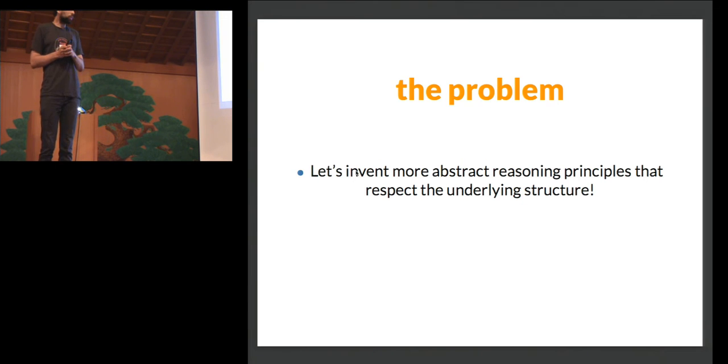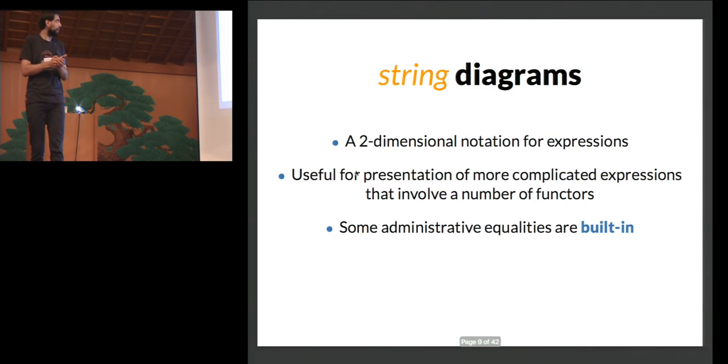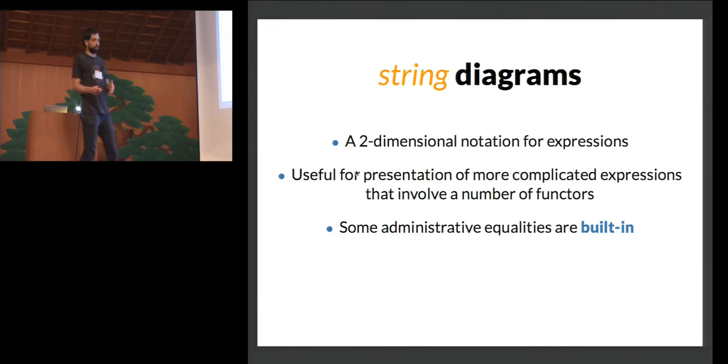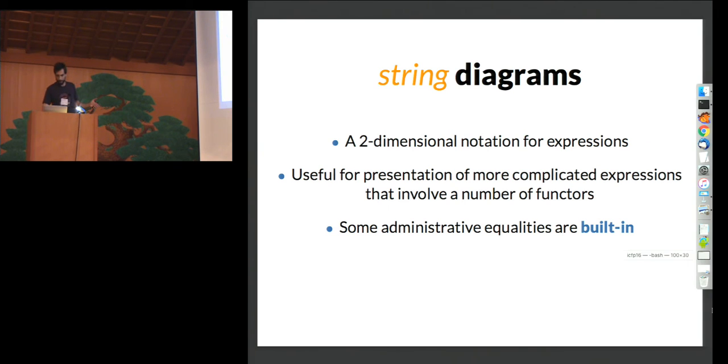One of the tools I want to use to make things simpler is the framework of string diagrams. So, a quick guide to string diagrams. A string diagram is a two-dimensional notation that we use to denote expressions. They are useful for presentation of more complicated expressions, especially ones that involve a lot of composed functors, right?